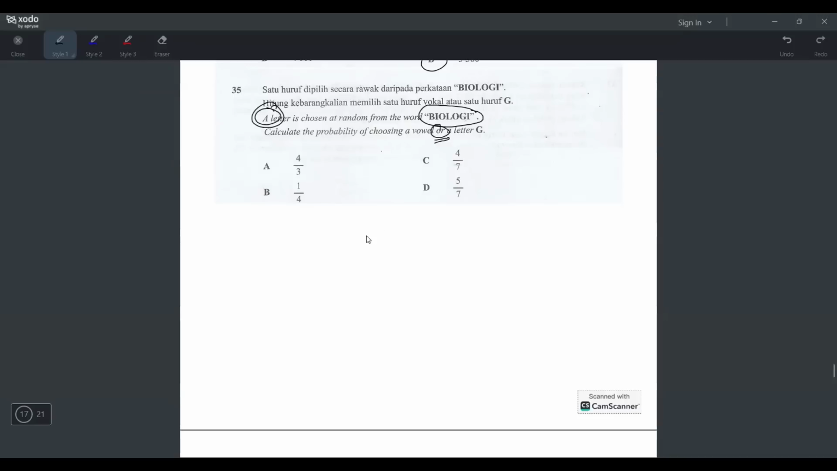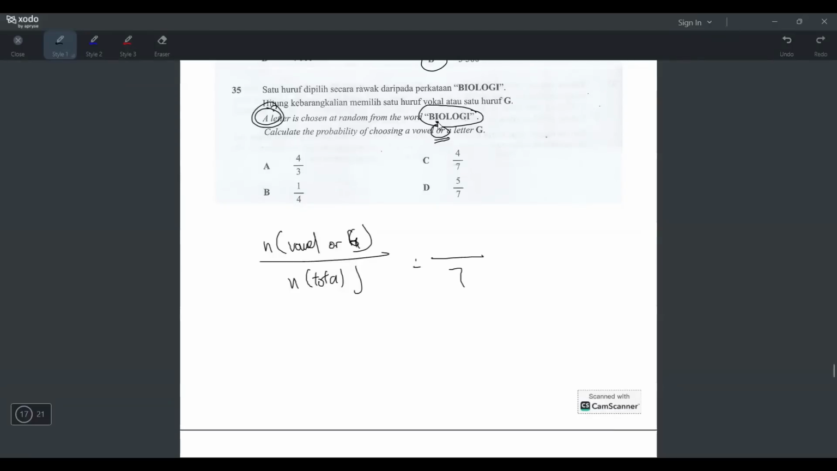Okay, so what you have to do is find the number of letters that are vowel or G, and then divide by the total number, and that's the answer, right? Okay, so total, you're only choosing one letter. So the total possibility is 1, 2, 3, 4, 5, 6, 7. So there's only 7 letters. But out of 7, which one is vowel or G?